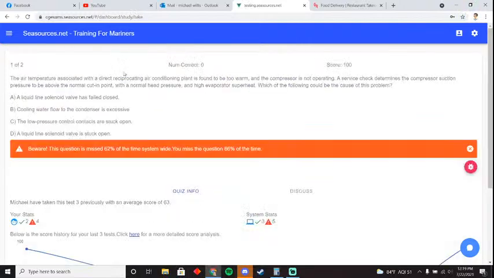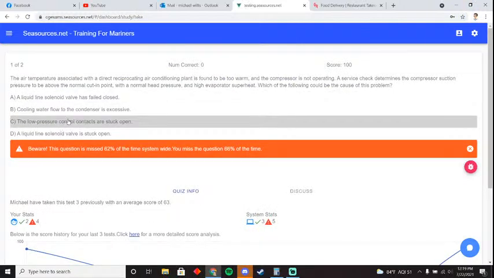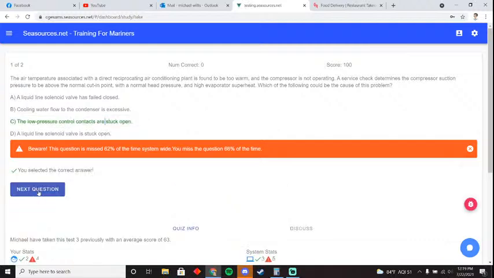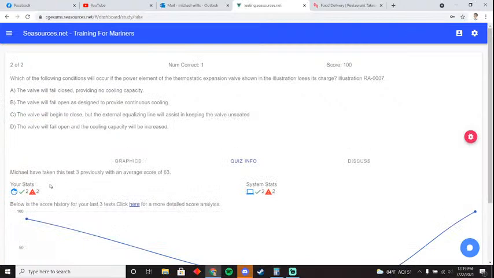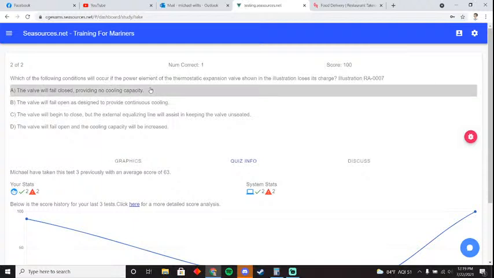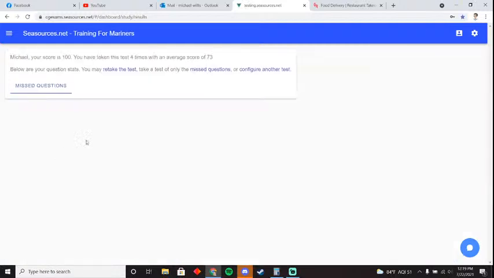So I can retake that again, just so I can bring up my score, which I'm doing. And it helps me remember these answers for these questions, because that's all I gotta do. Okay.